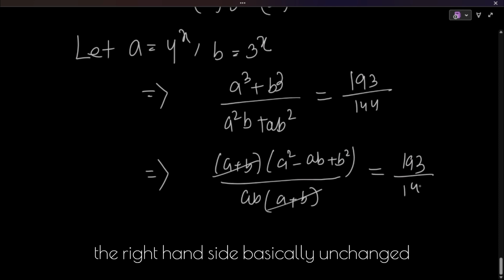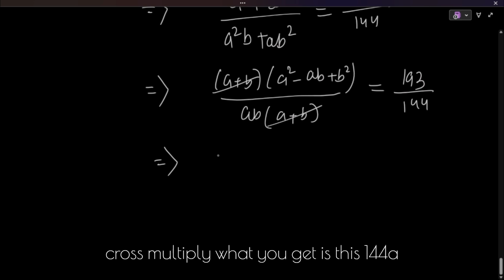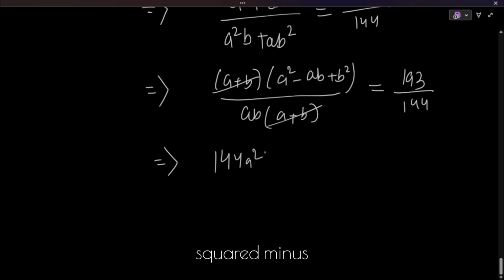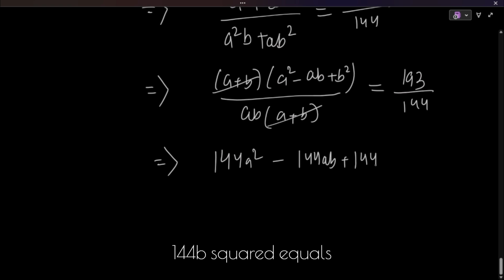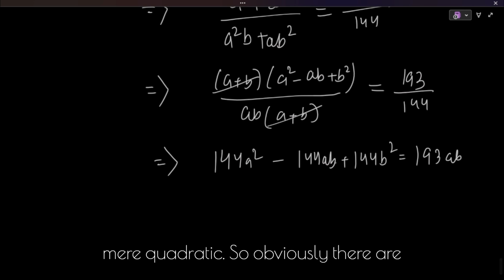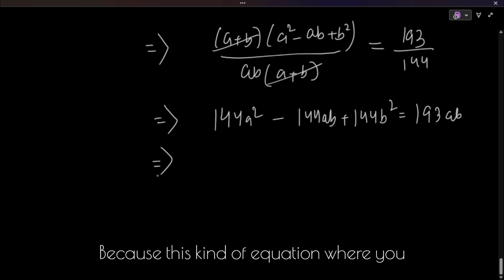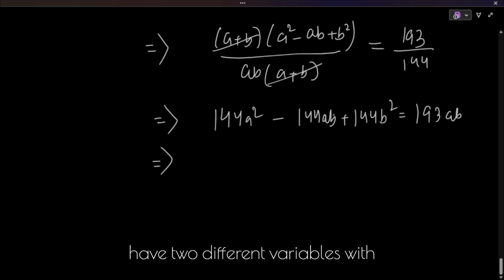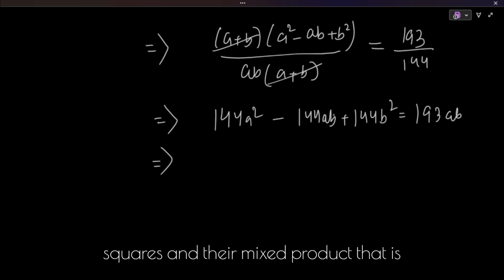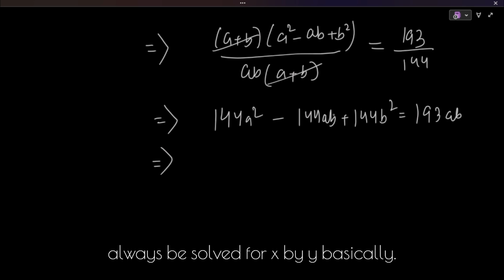Okay, let's keep the right hand side basically unchanged, and we have this equation. Now, if you cross multiply, what you get is this: 144a squared minus 144ab plus 144b squared equals 193ab. At least our exponential equation is now reduced to a mere quadratic. So obviously there are mixed terms here and two variables, but we will not really be worried about that because this kind of equation, where you have two different variables with squares and their mixed product, that is xy and x square and y square, can always be solved for x by y basically.